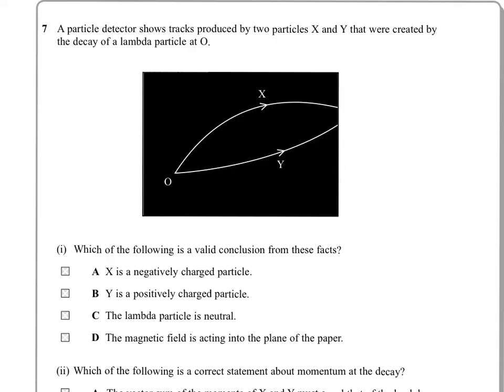Right, a particle detector shows tracks produced by two particles X and Y that were created by the decay of a lambda particle at O. Which of these is a valid conclusion? X is a negatively charged particle, don't know the magnetic field. Y is a positively charged particle, don't know the magnetic field. The lambda particle is neutral, while X and Y go opposite ways. The magnetic field is acting into the plane of the paper. There's nothing that is absolutely certain except for the fact that these two curve opposite ways. So C.